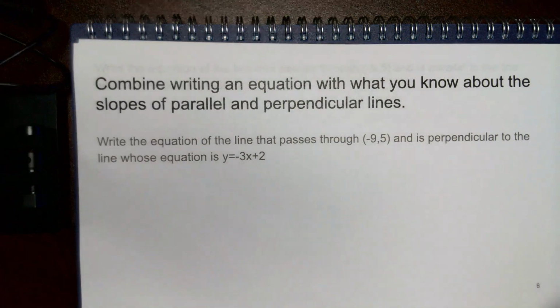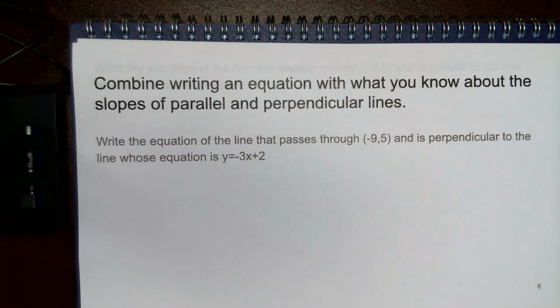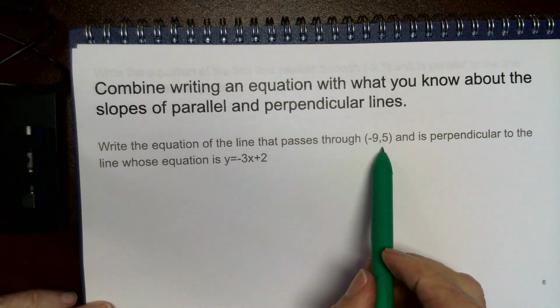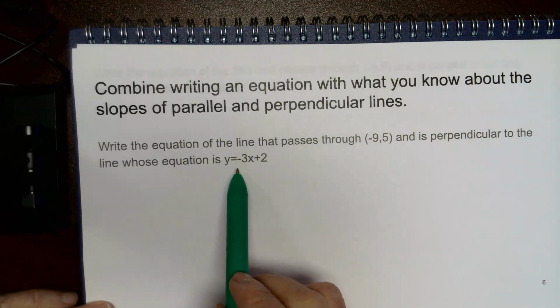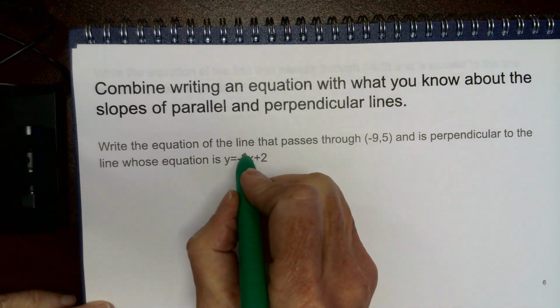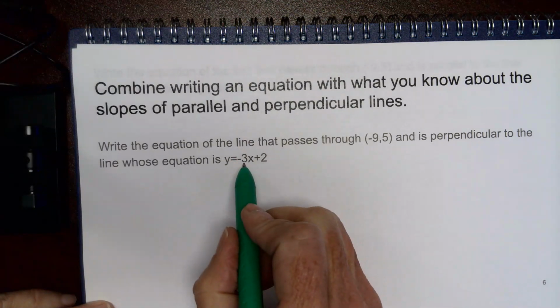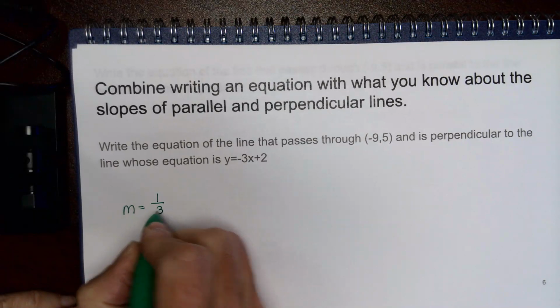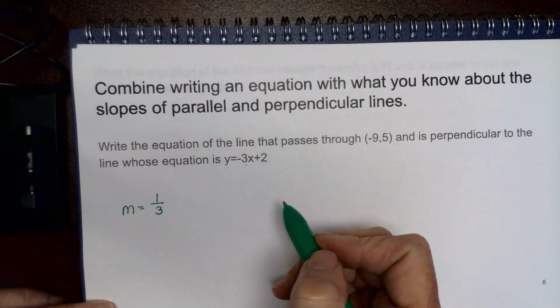All right, so now you're going to combine what we've just done with what you know about perpendicular lines and parallel lines. Remember, parallel lines have the same slope. Perpendicular lines have opposite reciprocal slopes. It says write the equation of the line that passes through this and is perpendicular to this equation. Well, this equation is simply to help me find the slope. So if I'm looking for the slope that's perpendicular to that, I am looking for a slope of 1/3 because it's the opposite reciprocal of that.